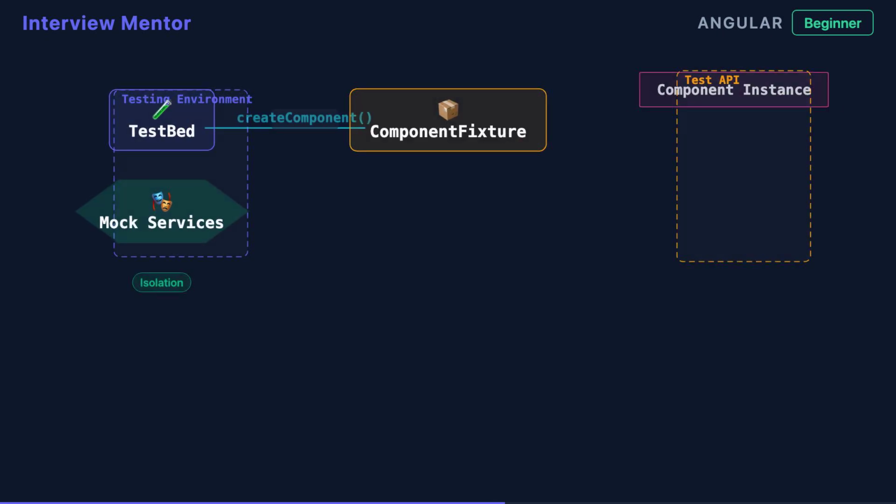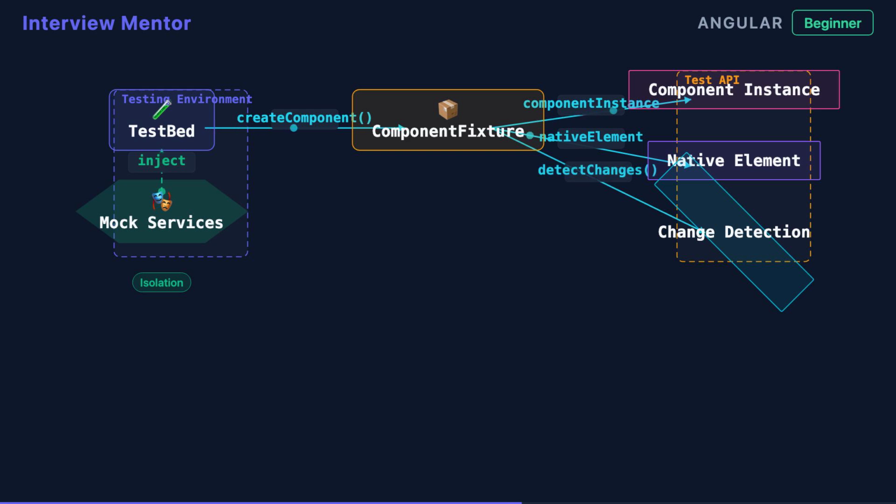One of TestBed's most powerful features is dependency mocking. Instead of providing real services, you can inject mock implementations or spies. This isolates your component from external dependencies like HTTP calls or local storage. The component fixture then lets you query DOM elements, trigger events, and verify that your component renders correctly based on its inputs and state. Together, TestBed and ComponentFixture give you everything needed for thorough unit testing.